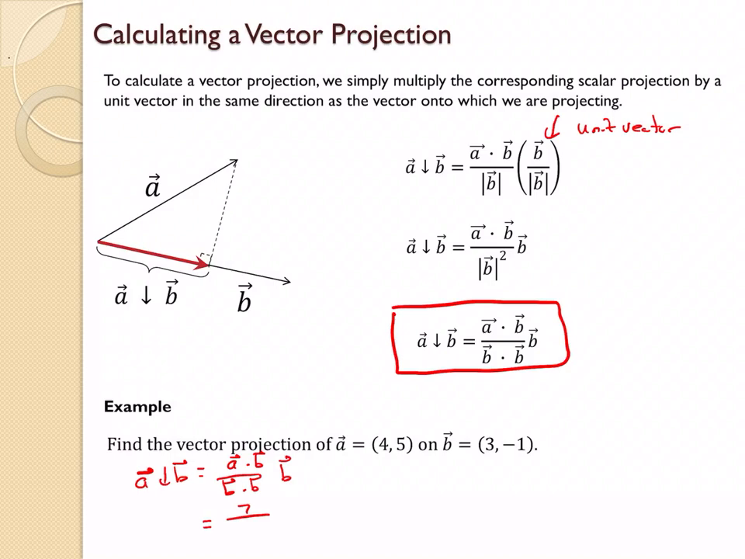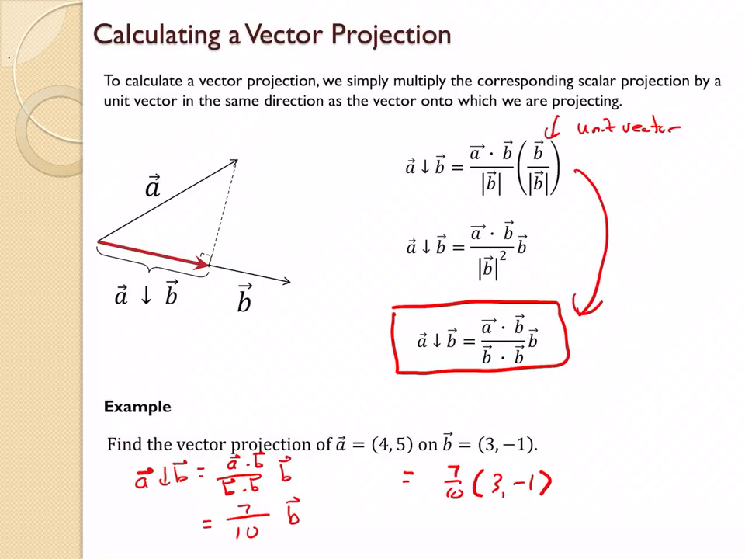a dot b, let's see, I get 12 and negative 5 is 7. I'm doing that all in my head. b dot b, I get 9 and 1 is 10. And that's all in the direction of vector b. So the vector projection is 7/10 of this (3, negative 1). So the 7/10 is the scaling factor we have to do to make it the right length. The scalar projection was a certain length. This vector was not the right length, but the 7/10 scaling factor does make it the proper length.